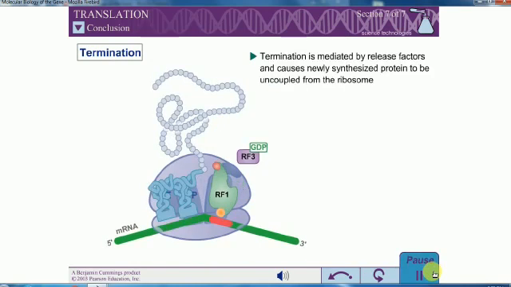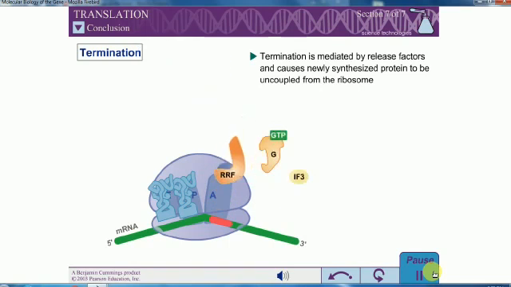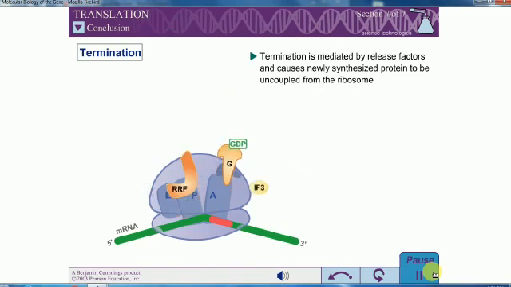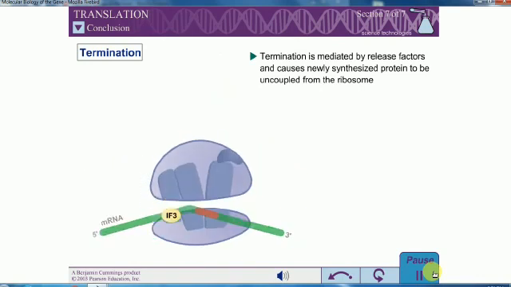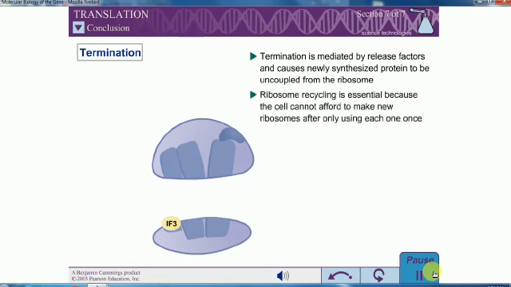Termination is also similar in prokaryotes and eukaryotes, and requires several release factors. Termination occurs when the ribosome encounters the stop codon at the end of the protein encoding portion of the mRNA, and the completed polypeptide chain is released. The ribosome is also cleaned of deacetylated tRNA molecules, uncoupled from the mRNA, and separated into its individual subunits. Cells can use ribosomes over and over again to create proteins as needed for cellular processes.